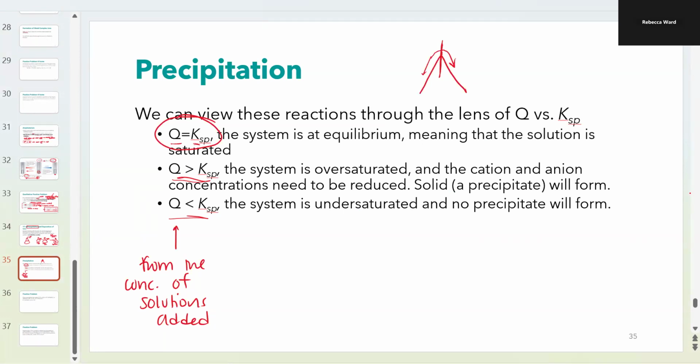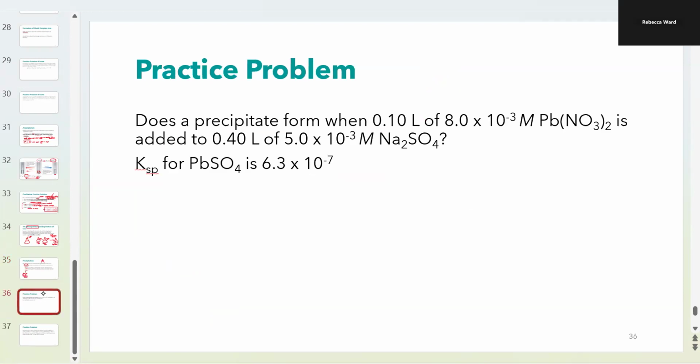Okay, so let's jump into this. Let's look at what an actual problem like this might look like. Does a precipitate form when 0.1 liters of 8 times 10 to the negative 3 molar lead nitrate is added to 0.4 liters of 5 times 10 to the negative 3 molar sodium sulfate? And so the first question is, what is the thing that might be precipitating?